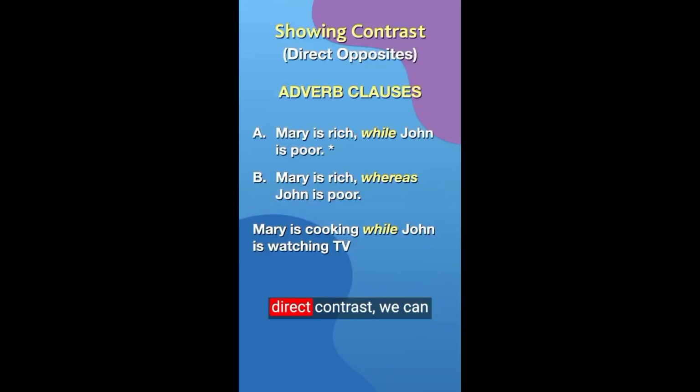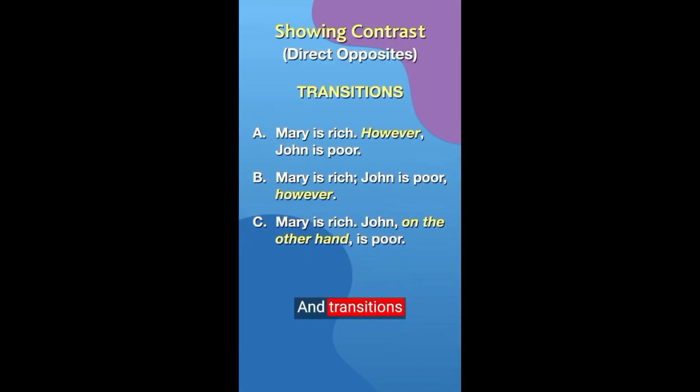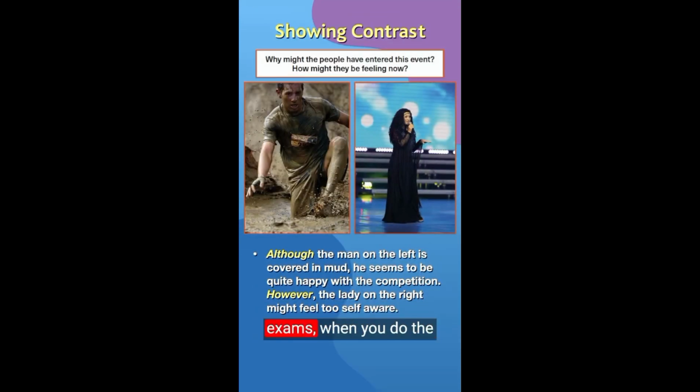When speaking about direct contrasts, we can also use adverb clauses with while and whereas. Pay attention that we normally put a comma before while to make a difference with the time expression, when things happen at the same time. We can also make use of the simple conjunction but and transitions like however or on the other hand. Pay attention to how we can change the order and the punctuation. In the Cambridge speaking exams, when you do the picture task, you're asked to compare and contrast images. So you can combine these structures in a sentence like this: Although the man on the left is covered in mud, he seems to be quite happy with the competition. However, the lady on the right might feel too self-aware.